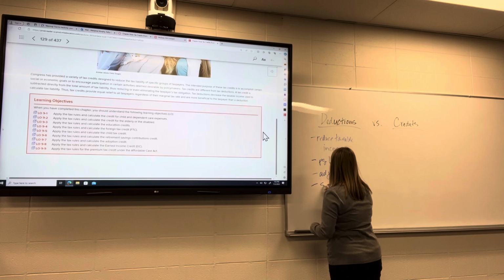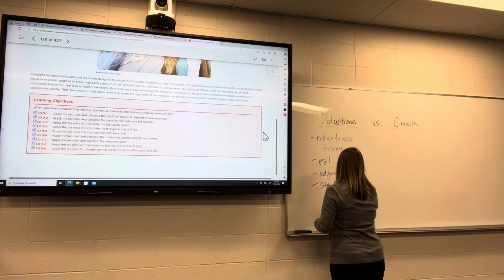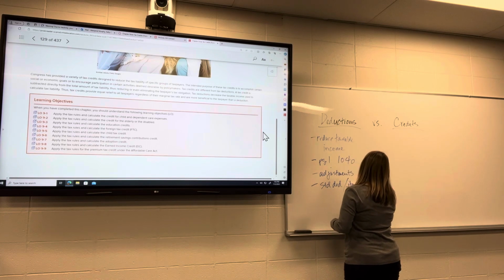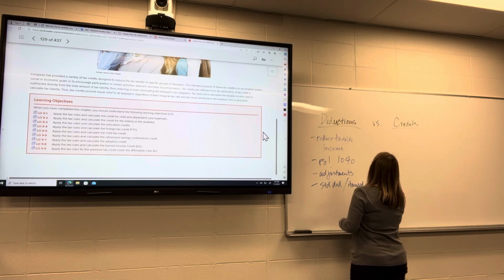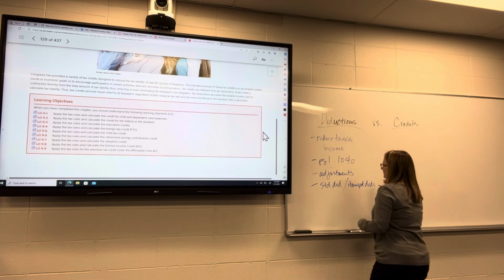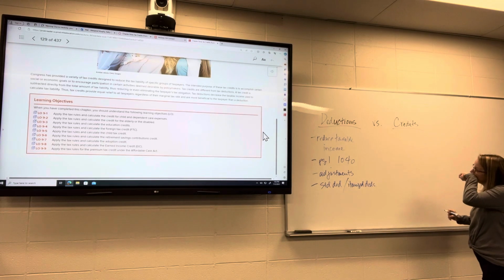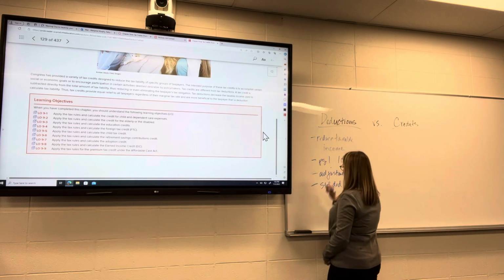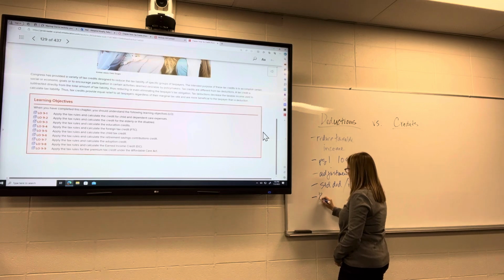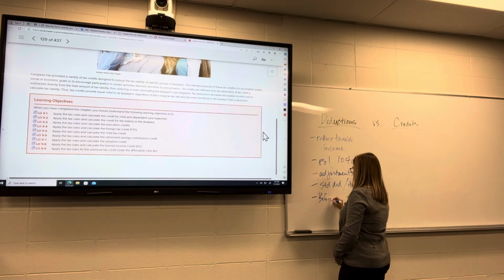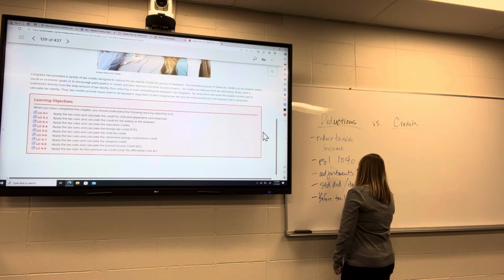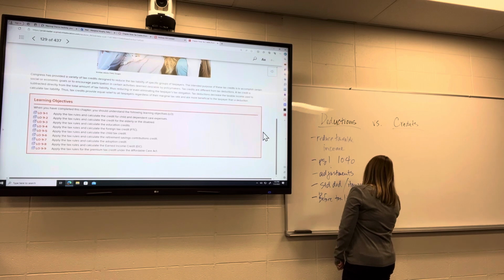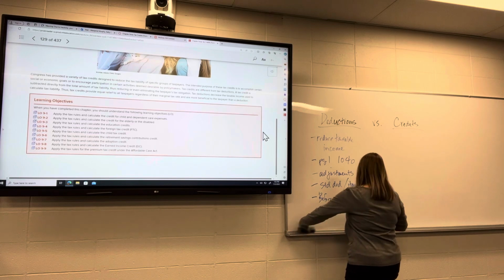Adjustments, so standard deduction or itemized deductions. But the key here is that they reduce our taxable income. So we include them before we calculate our tax liability calculation. Whoops, calculation.